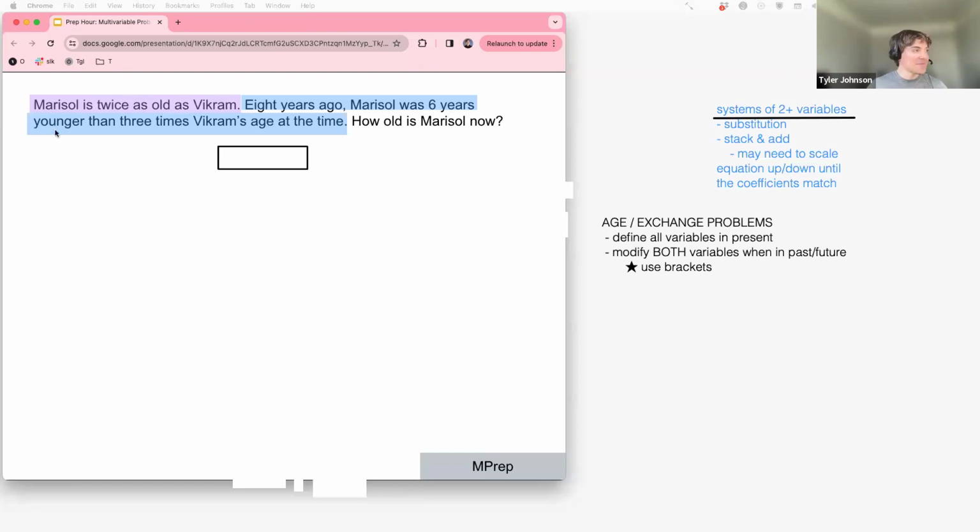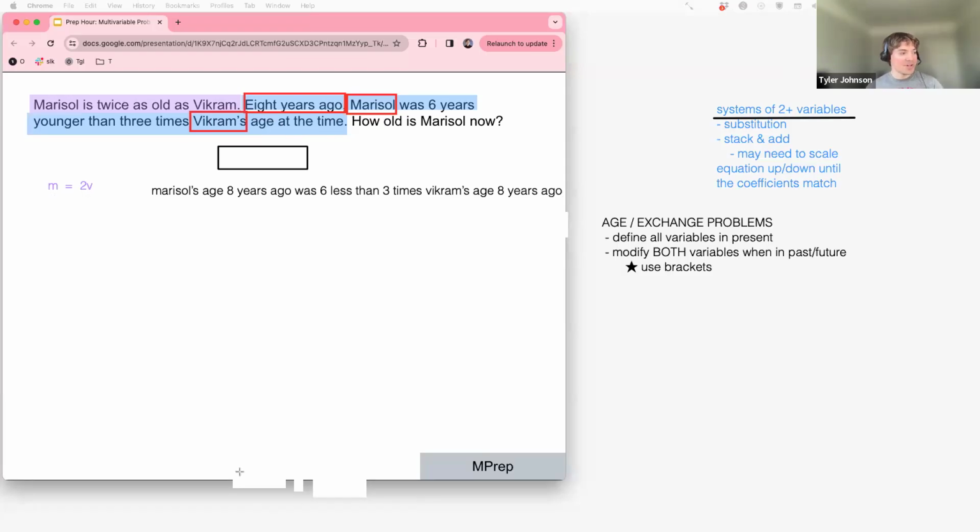So my first sentence, that's the easier of the two, that Marisol is twice as old as Vikram right now in the present. For this second equation, it might help if you rewrite it. Because remember, this 8 years ago phrase, I have to make sure that is being applied to both Marisol and Vikram.